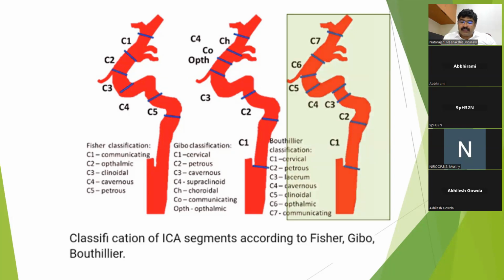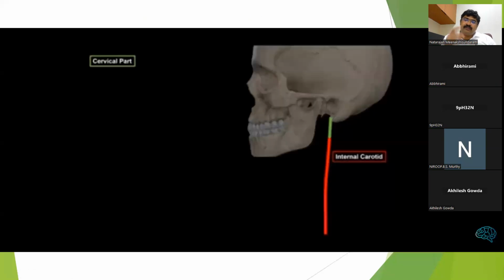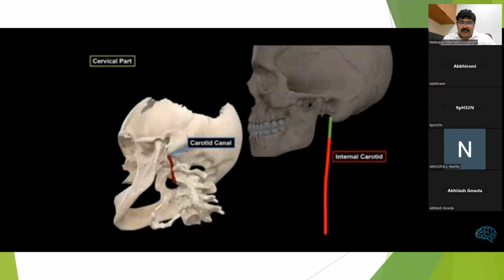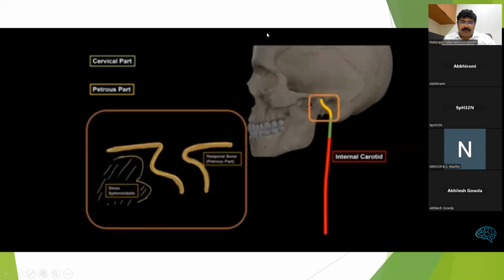As per the Boutillier classification, there are 7 segments of the internal carotid artery. To start with, the first is the cervical part, the part in the neck, which extends from the C3-C4 junction, from the origin of the internal carotid artery from the common carotid, up to the carotid canal. And once it enters the carotid canal, it is called the petrous part. That is the second segment.